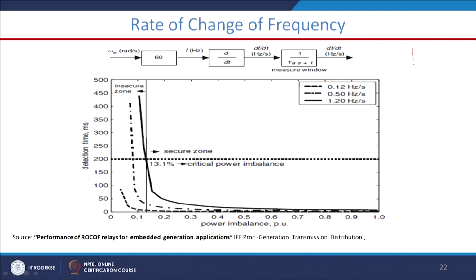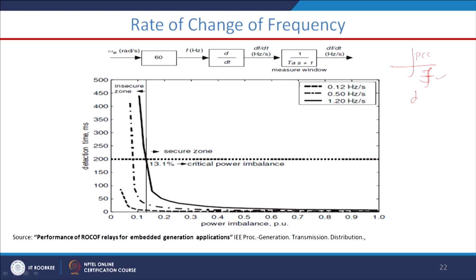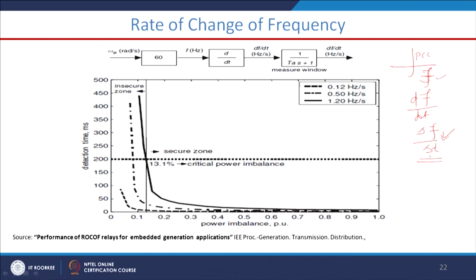Now, we have the rate of change of frequency. At the point of common coupling, the PCC, we can always measure the frequency. In one of my classes I discussed how to estimate the frequency from the phasors, or you can use the zero crossing technique. By measuring this frequency, we then take df by dt, or we can write it as del f by del t. This index del f by del t is known as the rate of change of frequency. Due to this rate of change of frequency also, we can say whether this microgrid is connected to the main grid or disconnected from it.